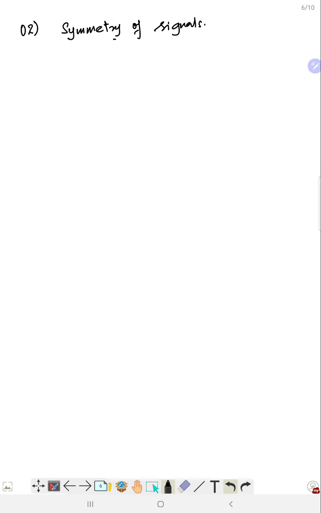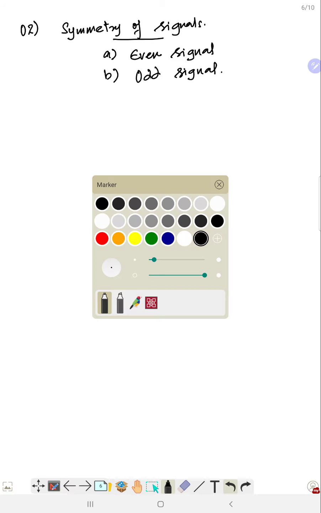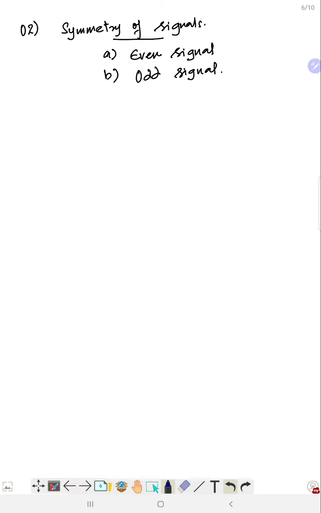And on this basis we can either have an even signal, or we may have an odd signal. Right? We can quickly define them. And this classification you can apply to both the continuous time case and the discrete time case.